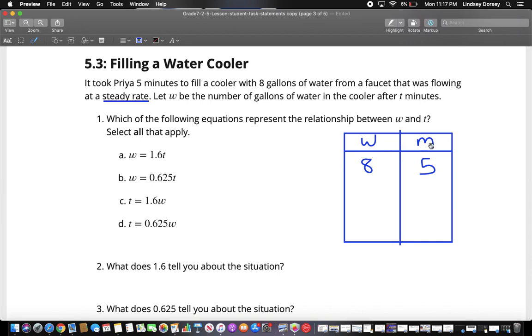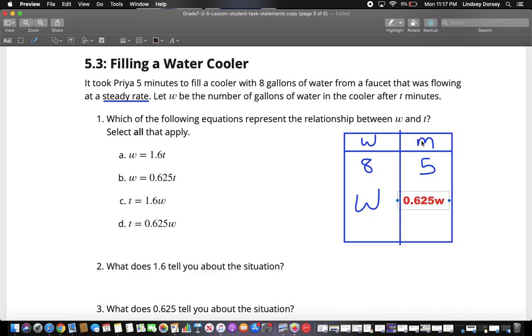So if my water, I know that I would need to do 5 divided by 8 in order to find my constant of proportionality. So 5 divided by 8 is 0.625 times W.